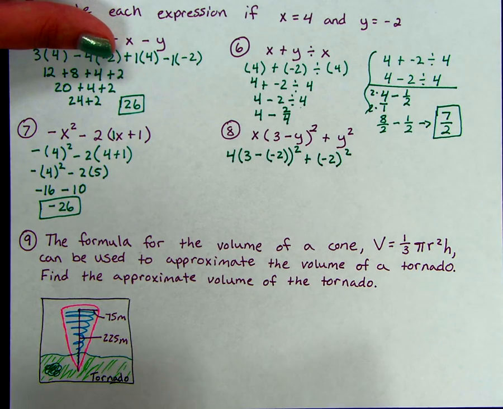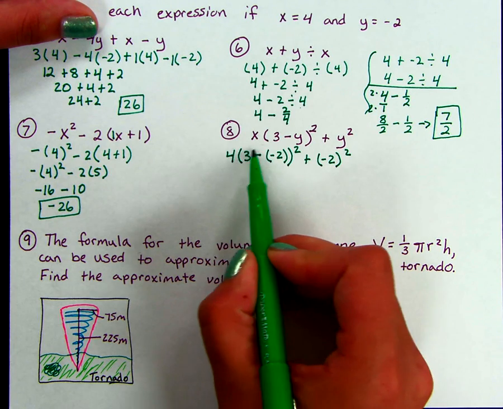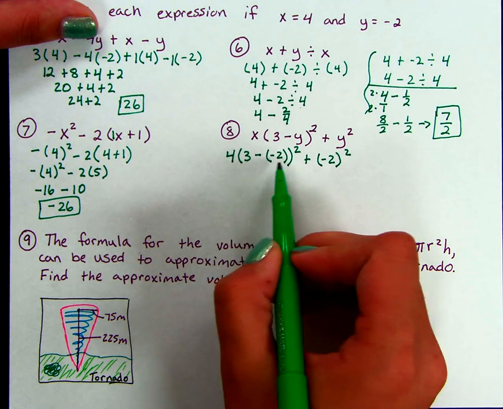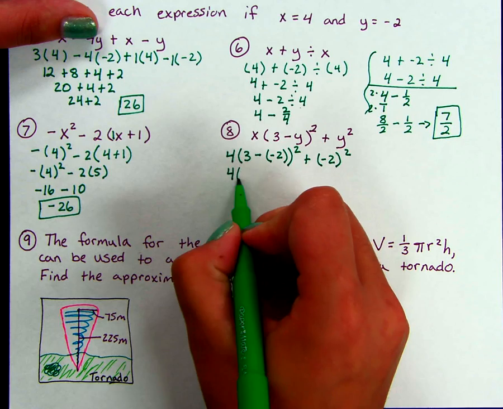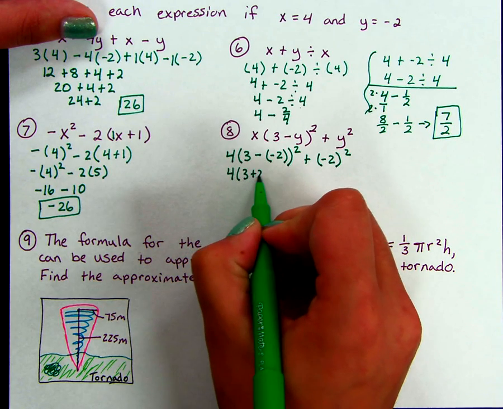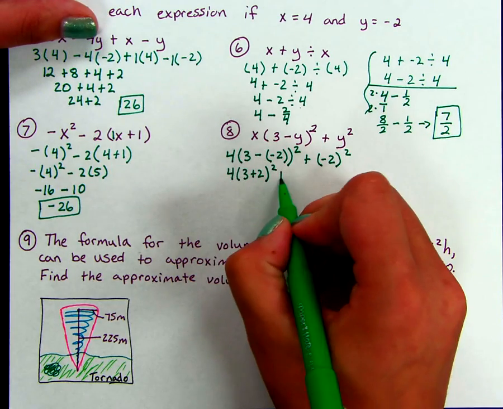Okay. So now we're simplifying. So again, starting with our parentheses. So that means that we're starting in this group right here. So to start with, we would distribute our negative in. So this will become 4, and then 3 plus 2. Again, that's squared on the outside. And then we would still have plus.